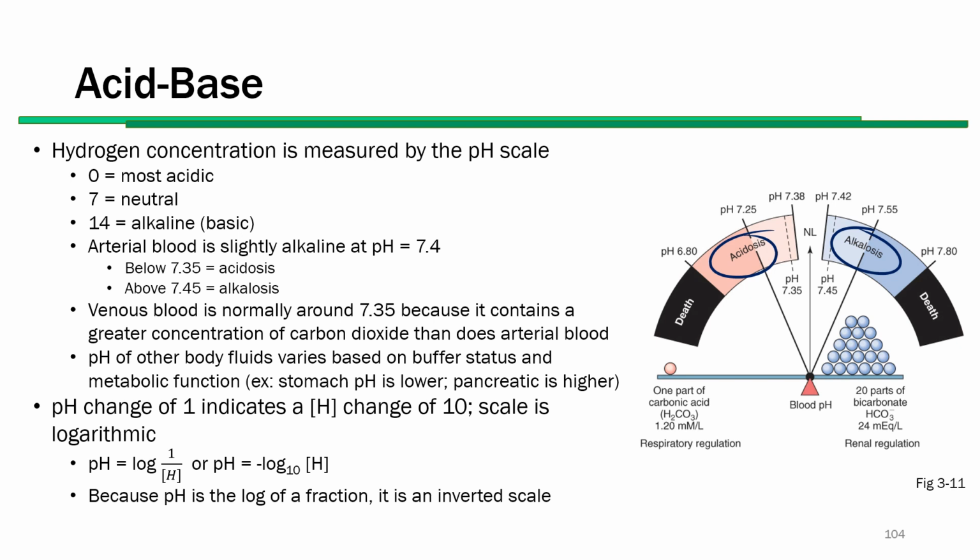Because it's the log of a fraction, it's an inverted scale. That means that as acidity increases, pH decreases, because we're measuring the log of the fraction. So as this number gets bigger, this fraction gets smaller, closer to 0. So the closer to 0 we get, the lower the pH is.